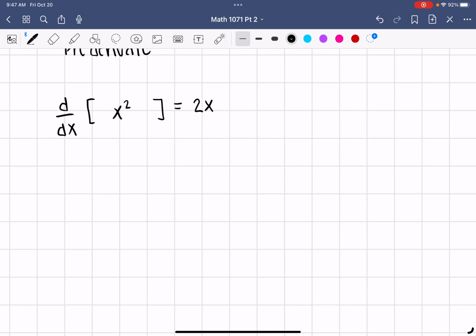X squared, yeah. Make sense? Are you familiar enough with your rules that if I tell you 2x, you could tell me that it came from the derivative of x squared is 2x. You also could have said x squared plus 5,113, right? You could have said x squared plus any constant, because of course the derivative of a constant is 0.